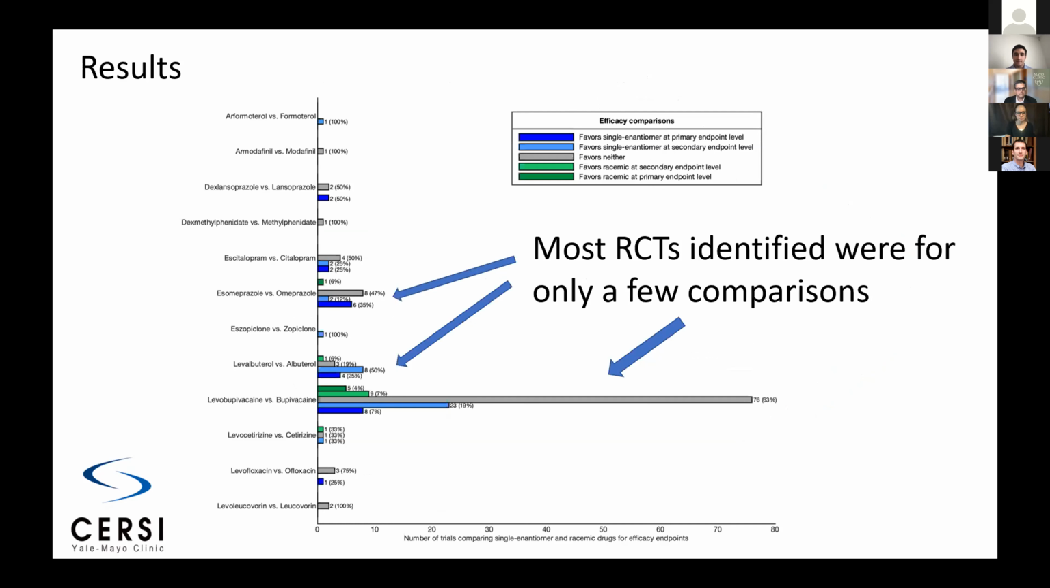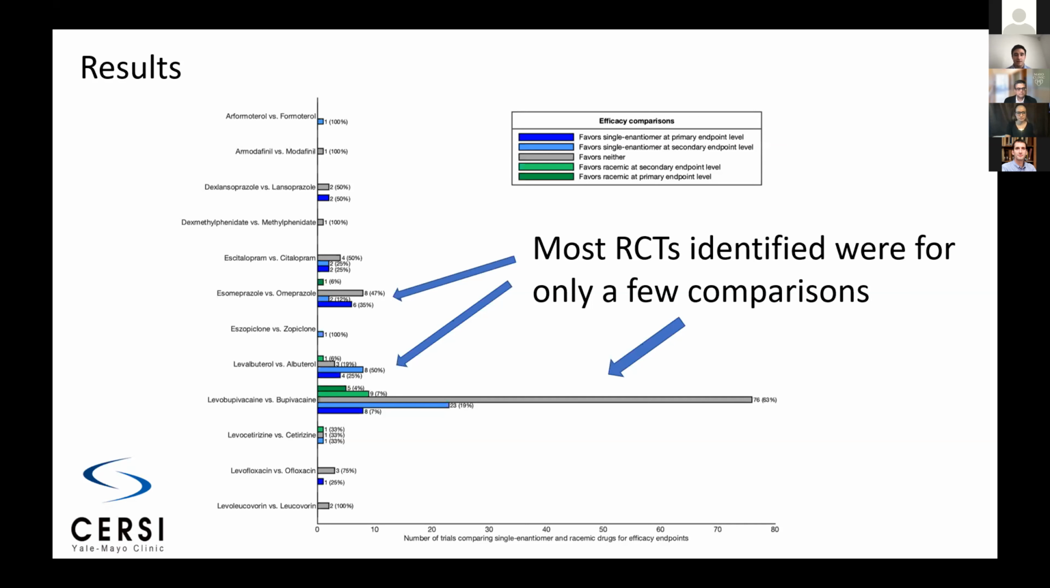Next slide, please. So this slide gives a further breakdown of the efficacy comparisons for the 15 drugs. For 3 of the drugs, we did not identify any RCTs, or randomized controlled trials, that compared the single enantiomer and racemic. So you can see the 12 where we identified at least one trial.